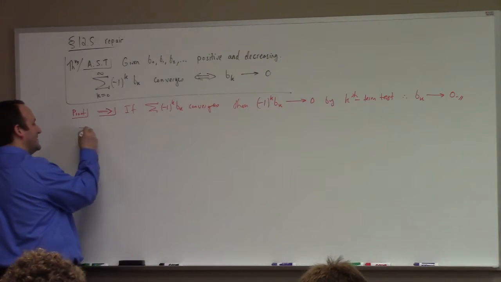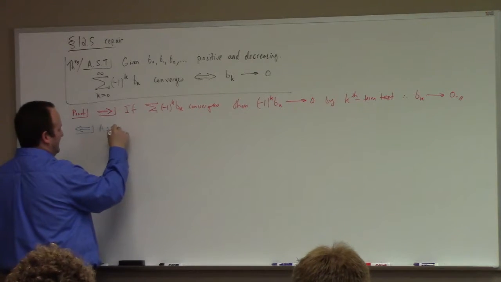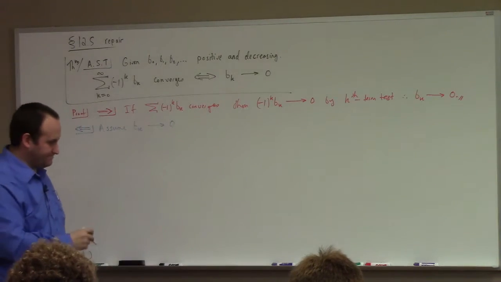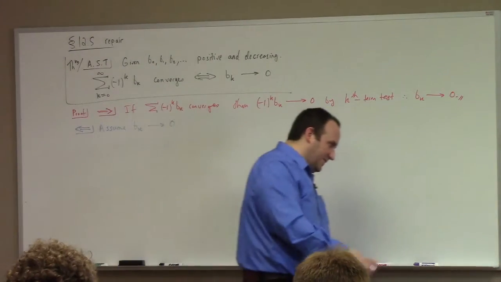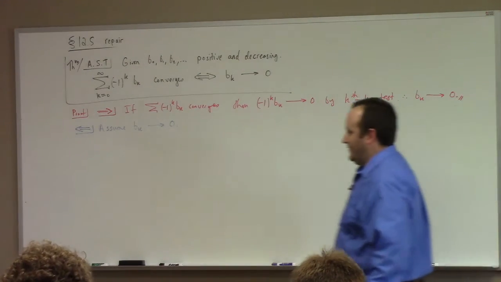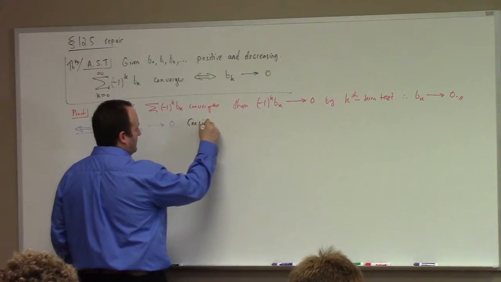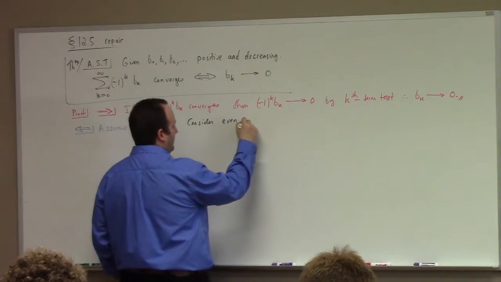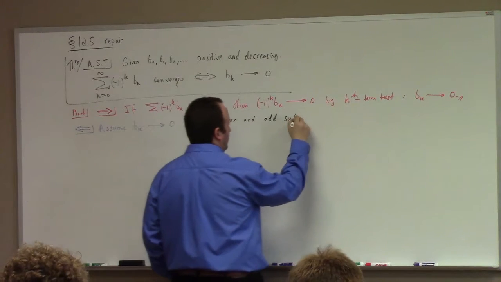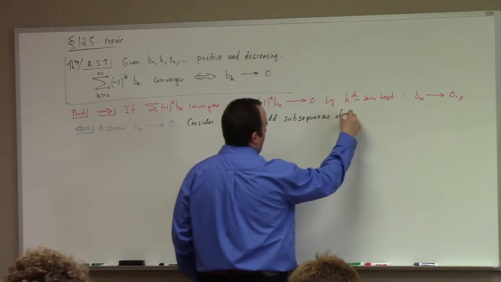All right, here we go. The other direction. Assume that the kth term goes to 0. I was not far off from the correct proof yesterday, not too far off. I just have to be careful about what I'm doing. We want to consider the even and odd subsequences of S_n.